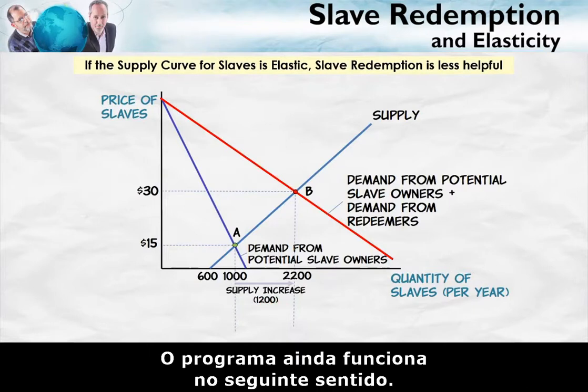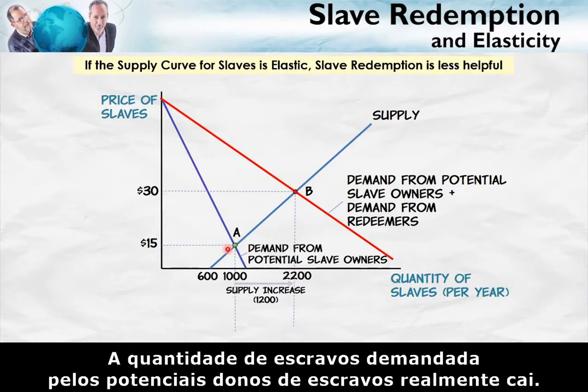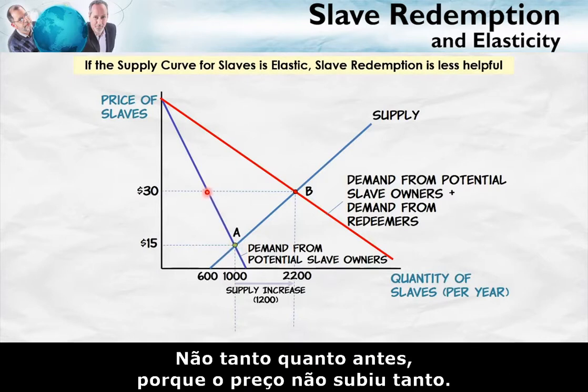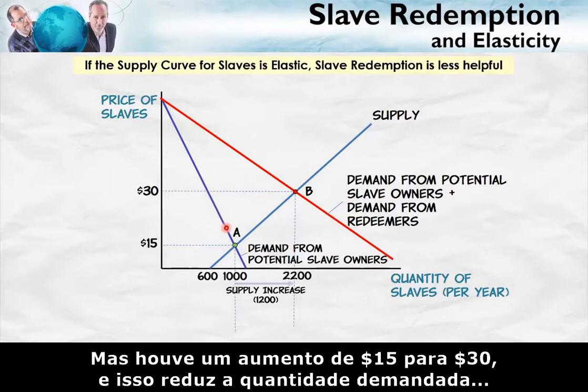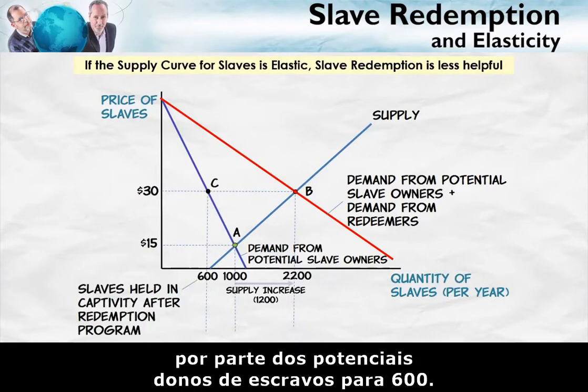The program still works in the following sense. The quantity of slaves demanded by the potential slave owners does fall, not as much as before because the price isn't driven up as high, but the price rises from $15 to $30, and that reduces the quantity of slaves demanded by the potential slave owners to 600.